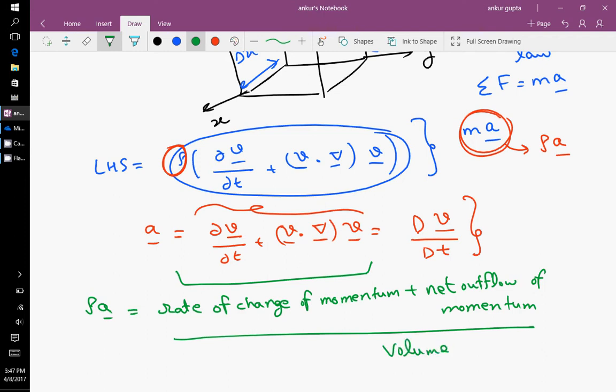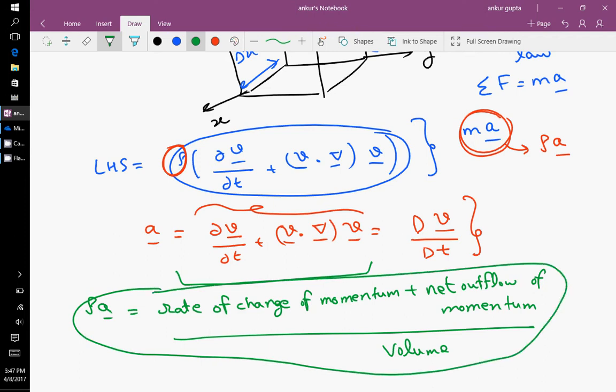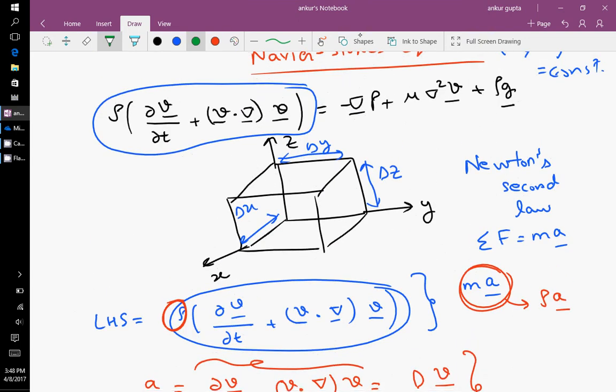You can remember from your freshman physics that mass times acceleration, or net force, is the rate of change of momentum. But we also said that in fluids it is not just the rate of change of momentum, it is the rate of change of momentum plus net outflow of momentum, and that is because our system, which is like a fluid element here, has open surfaces that momentum can come in and momentum can go out.